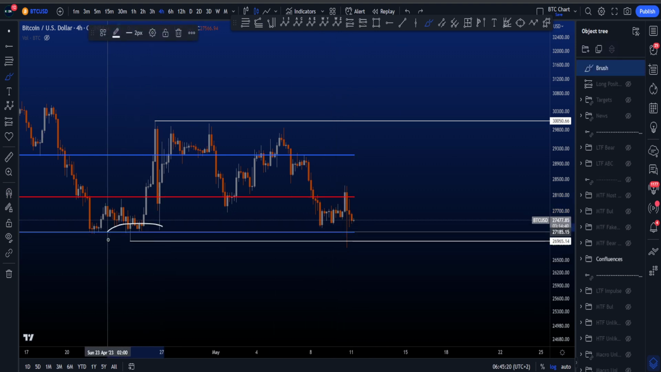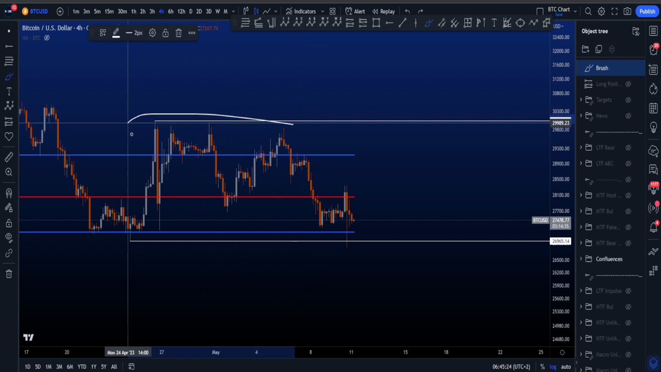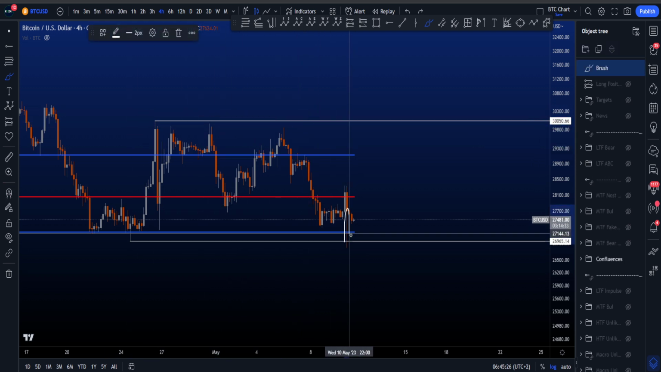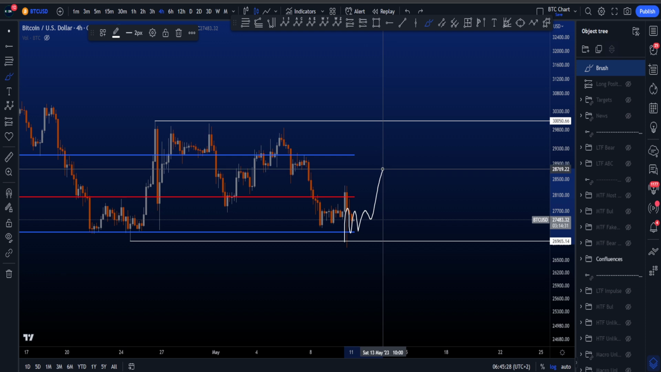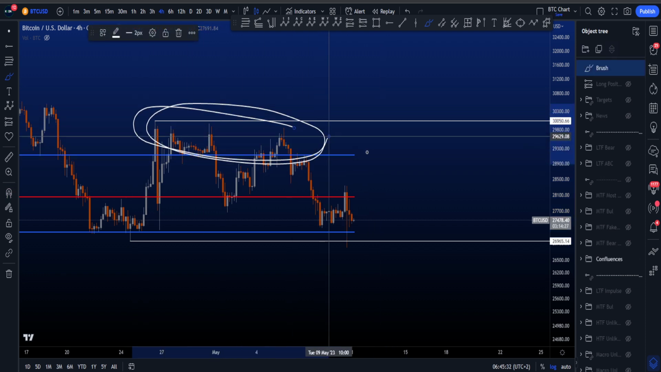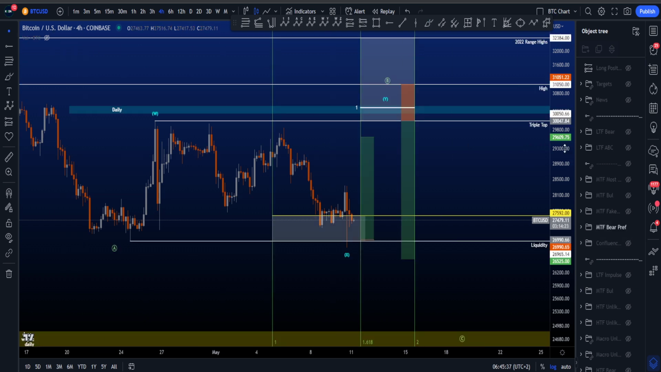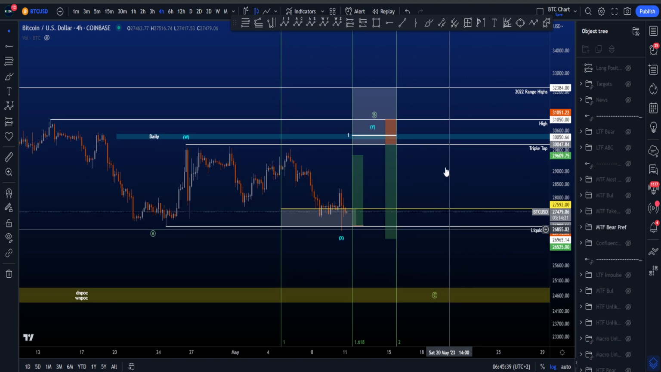So now price took the liquidity of the lows of the range, so it kind of makes a lot of sense to then move to the highs of the range. Now, of course, price can be ranging here at the lows for a while before then moving up, which is preferred in my opinion, because we still have a lot of liquidity at around 30K. So let's then go to my first scenario that I'd like to show you, which changed a little bit.